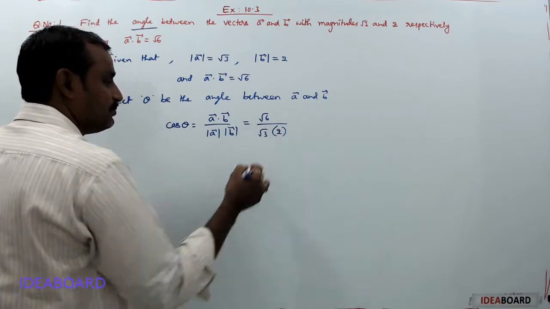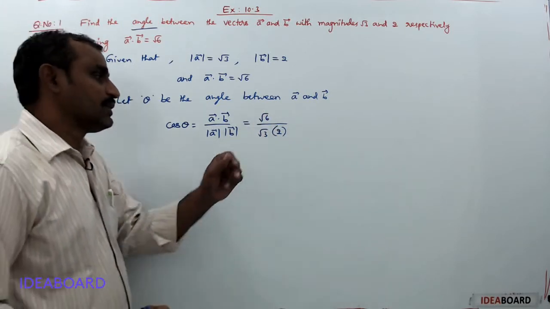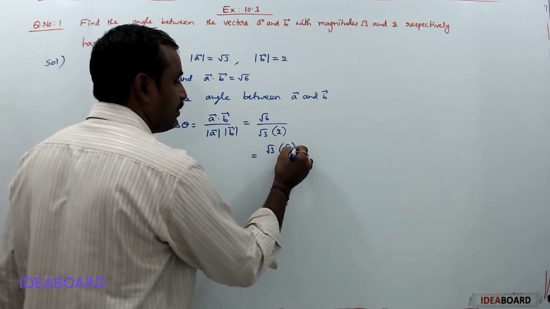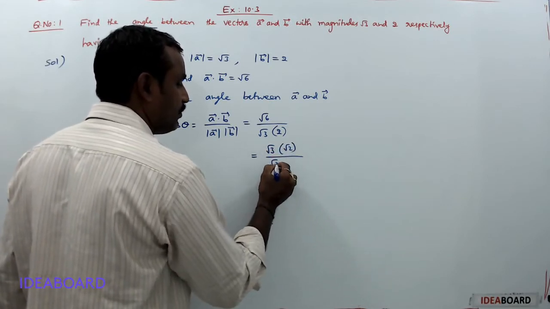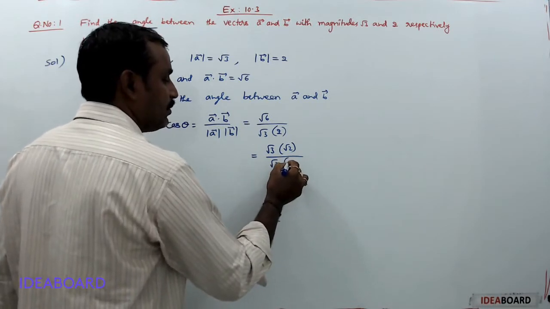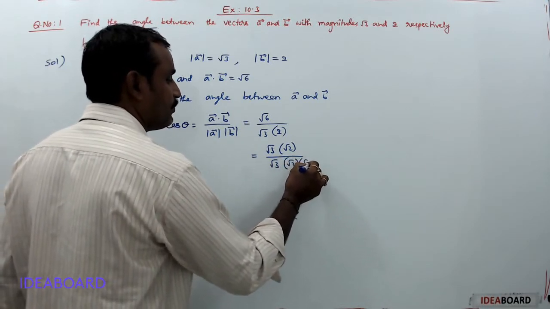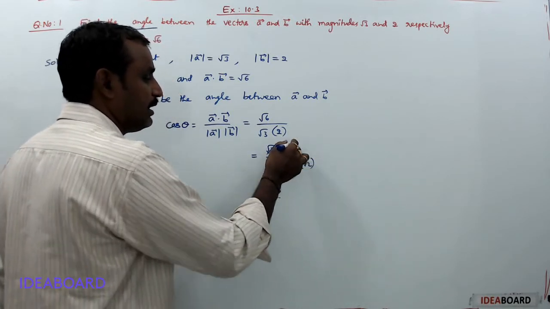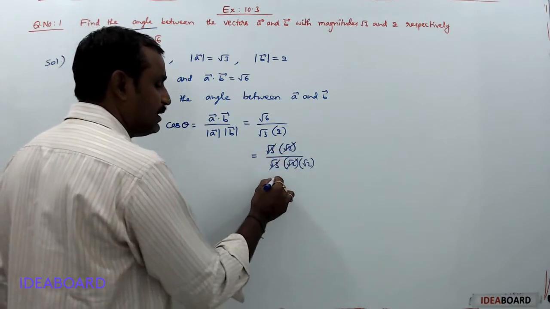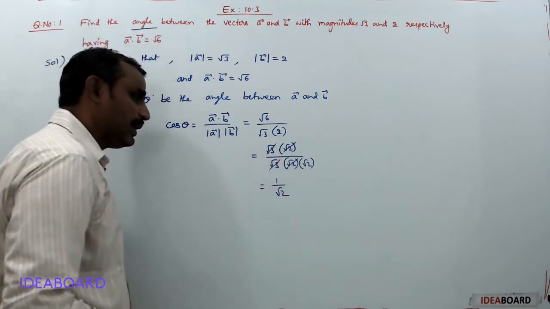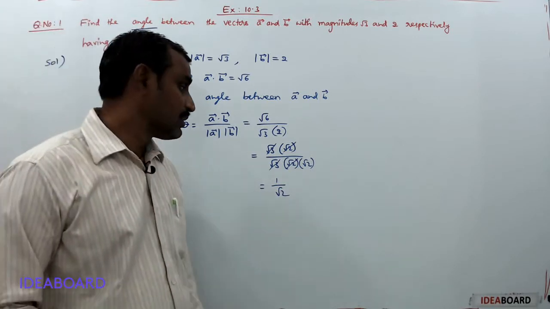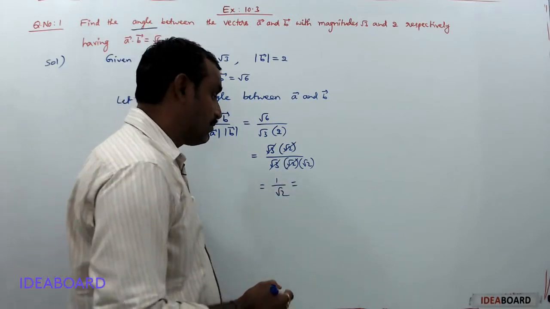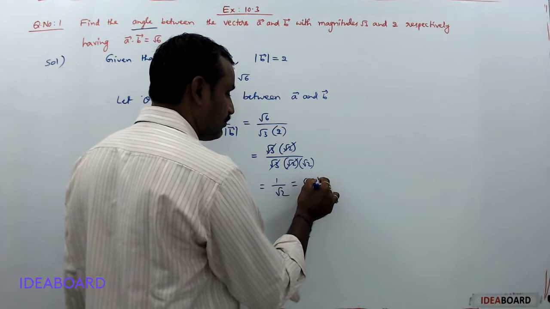So now root 6 you can split as root 3 into root 2, and 2 you can split as root 2 into root 2. So now you can cancel root 3 and root 2. Now the left value is 1 by root 2. 1 by root 2 in terms of cos, which angle? Cos 45 degrees. So now this is equal to cos 45 degrees, in radian measure cos pi by 4.